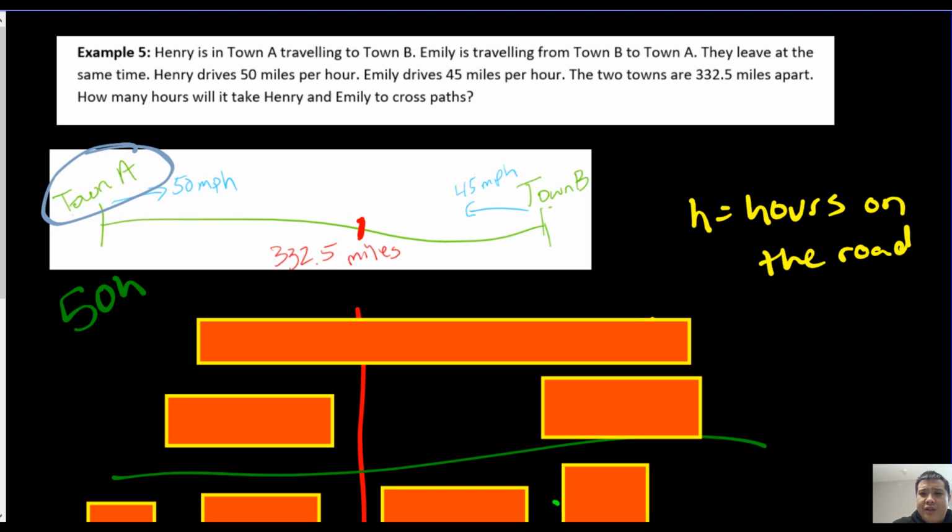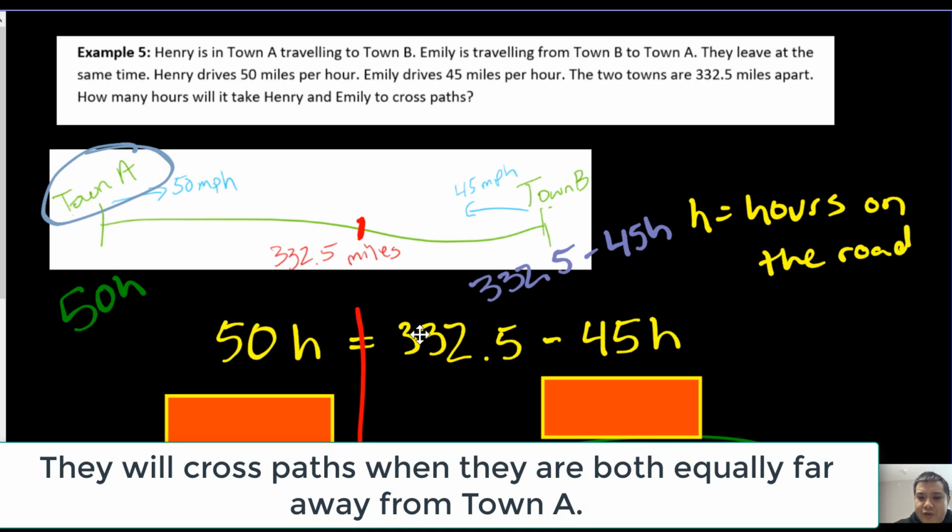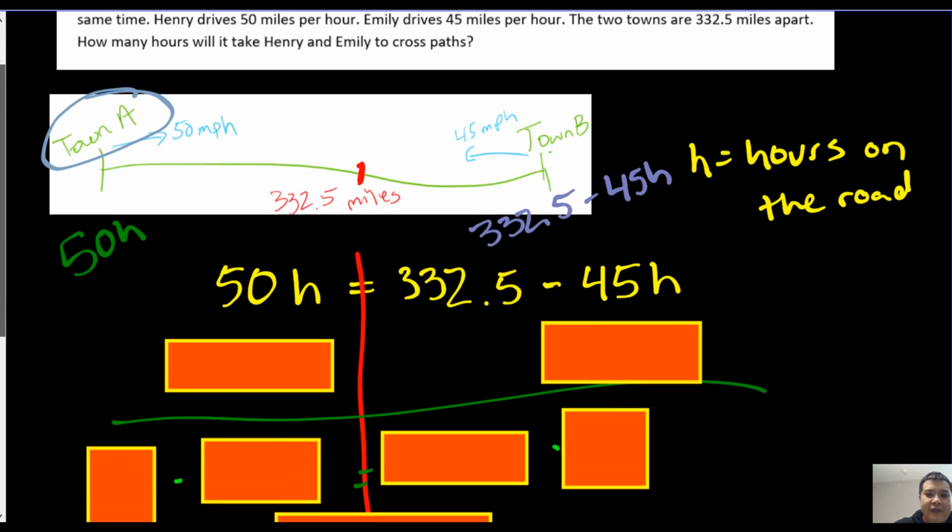Emily starts off at 332.5 miles away from town A to begin with, but then she gets closer each hour by 45 miles. So her expression for how far away she is from town A at any point in time is 332.5 minus 45H, because she gets closer and closer to town A. And at some point, they're both going to be equally far away from town A. So we're going to set them equal to each other. 50H equals 332.5 minus 45H.